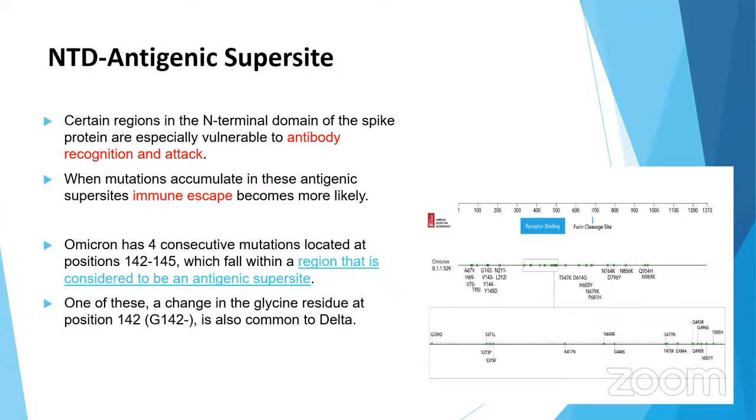Finally, the NTD, the N-terminal domain of the spike protein. This is what first touches the host cell membrane when they infect the cells. It is a site usually targeted by antibodies and host immune cells. Mutations occurring at four important places, from 142 to 145, help in immune escape from our host immune cells. The 142 position mutation is also common to the Delta variant of the coronavirus.